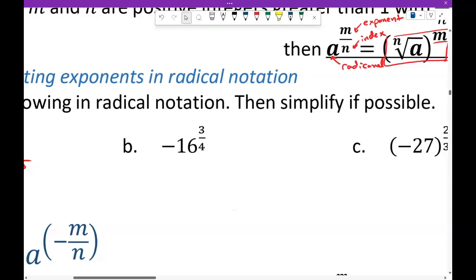Now again here, pay attention to our base. Since there's no parentheses, we know that the negative is going to go outside. Our radicand is 16. Our index is 4, so we'll have the 4th root of 16 to the third power, and then our result will be negative. The 4th root of 16 being 2, and 2 cubed equaling 8.